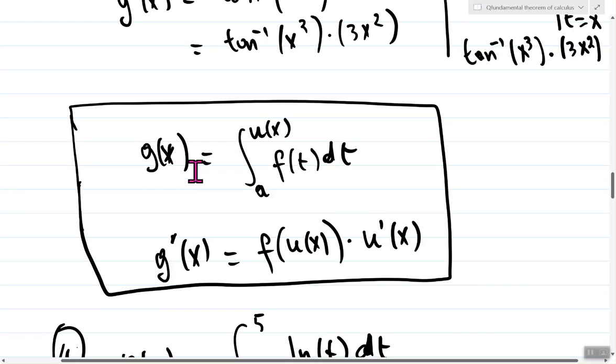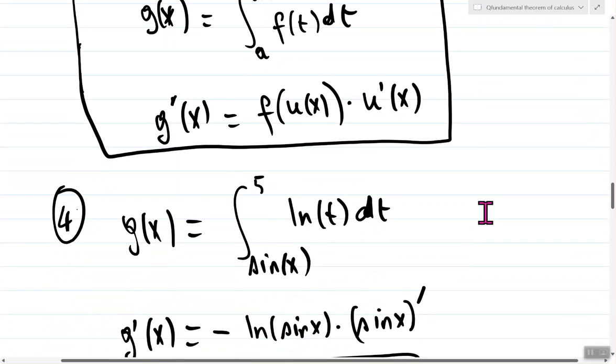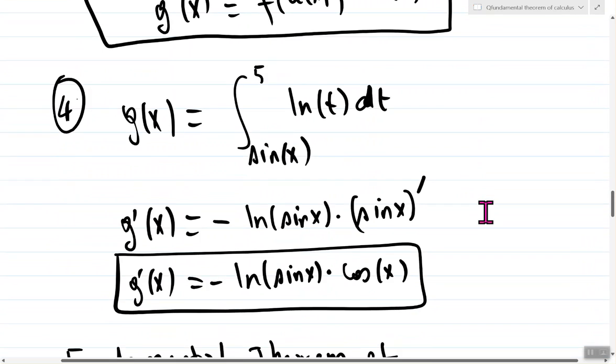So in general, this is like a formula. If you have a g of x given as the integral from a, a number, to u of x, a function of x, of f of t dt, the fundamental theorem of calculus tells you to take the function f of t and evaluate it at u of x, so you get f of u of x, and then times the derivative of u of x, which gives you u prime of x. That's what we did so far. That's the fundamental theorem of calculus, part 1.